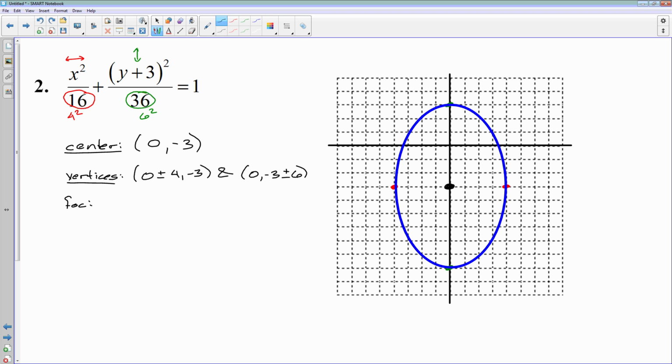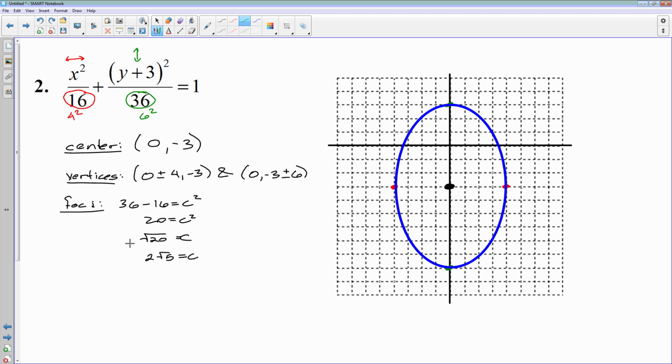To get my foci, I need to find my c. So that's going to be a squared minus b squared. A squared is 36 minus b squared is 16 equals c squared. That's 20 equals c squared. Square root of 20 equals c. And c, that cleans up to 2 square root of 5 for my c.